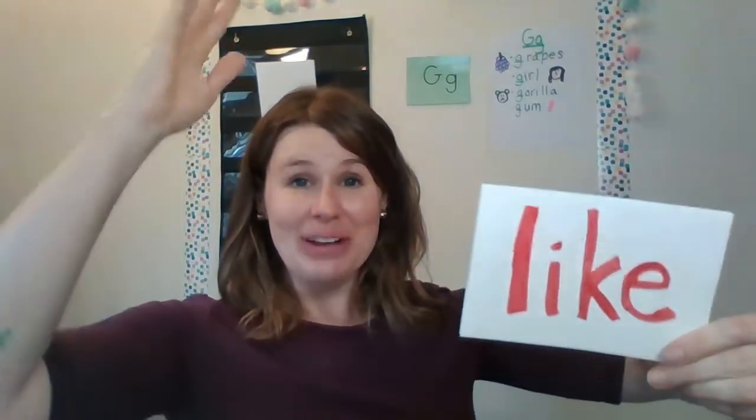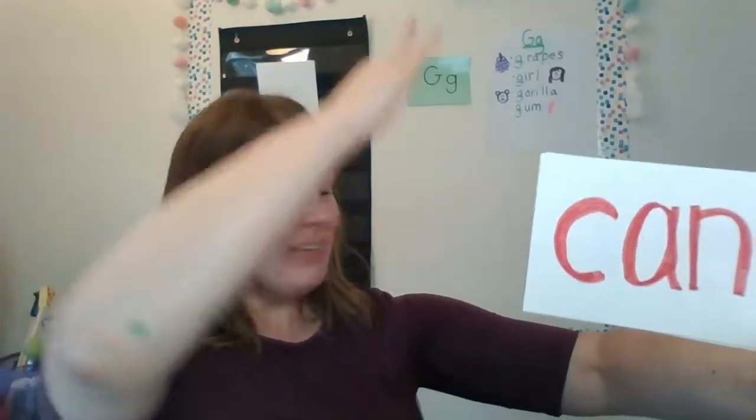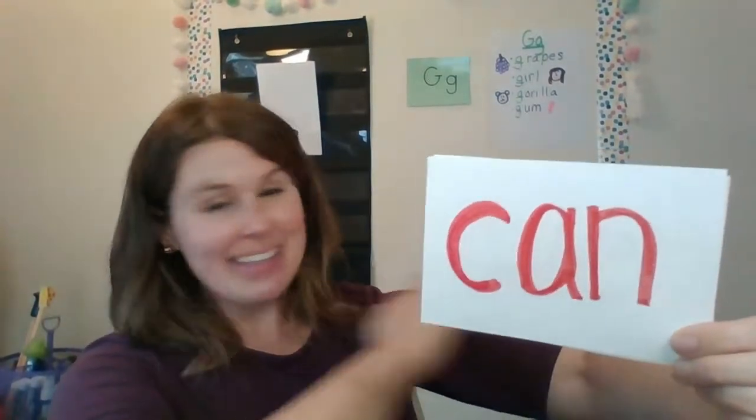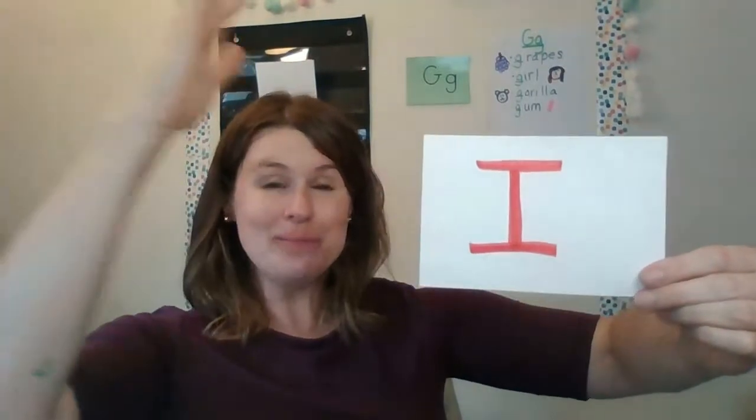Let's go through our other red words that we've learned. Go ahead and shout it out. We're going to say the word and we'll arm tap it just one time. This is the word like. Go ahead and arm tap it. L-I-K-E, like. Next is the word can. Arm tap it. C-A-N, can. Is the word we. W-E, we. Last one, this is the word I. Arm tap it. I.